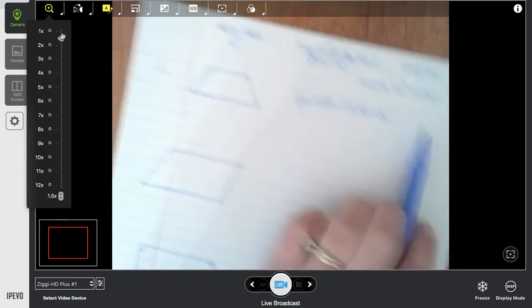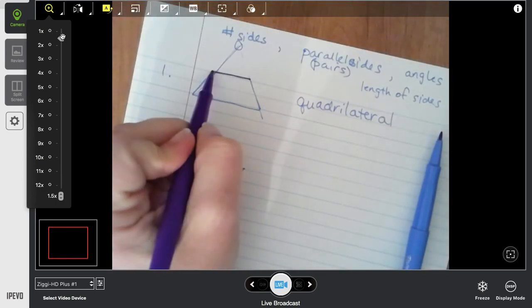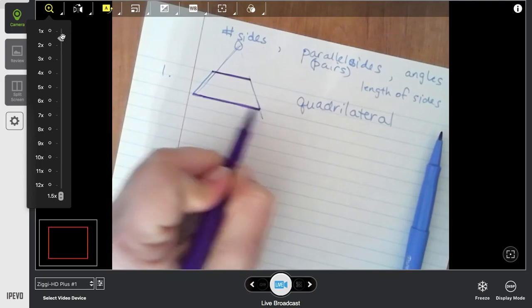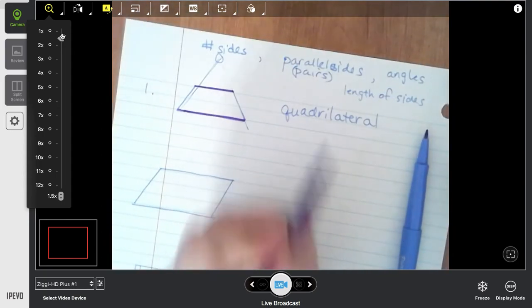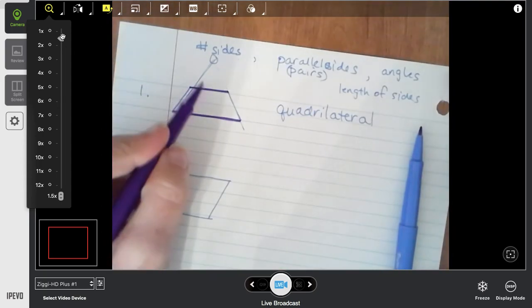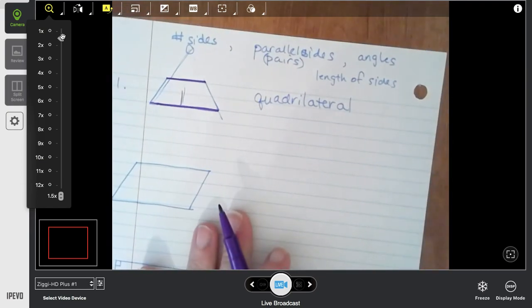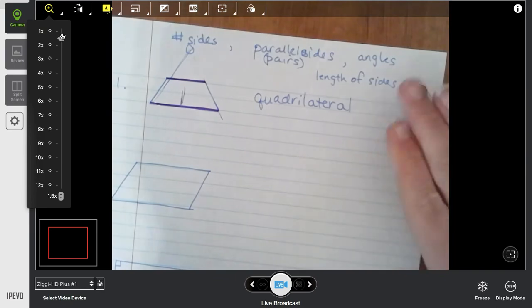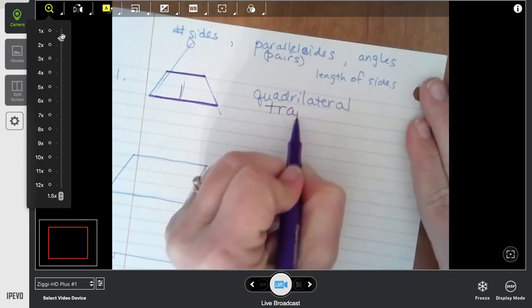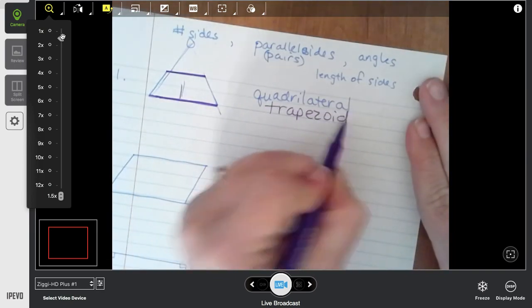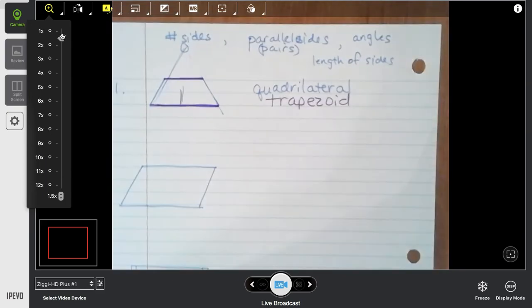But these sides, just like the lines on my paper, will go on forever and ever and never cross. So it has 1 pair, 1 set of parallel sides. We're looking at our qualifications. That 1 pair of parallel sides makes it a trapezoid. So it's both a quadrilateral and a trapezoid.